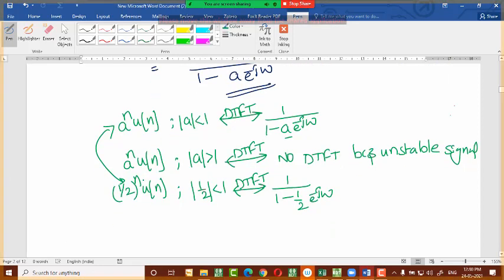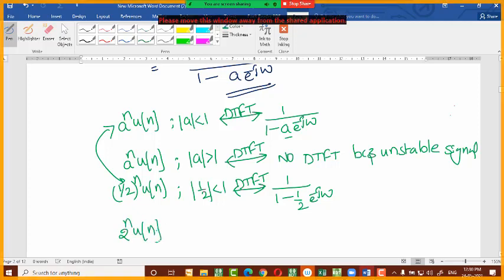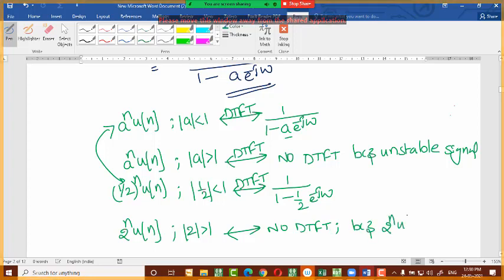But if I give it like this, 2 power n into u of n, where 2 is greater than 1, that means it is an unstable signal, so no DTFT, because 2 power n u of n is unstable.